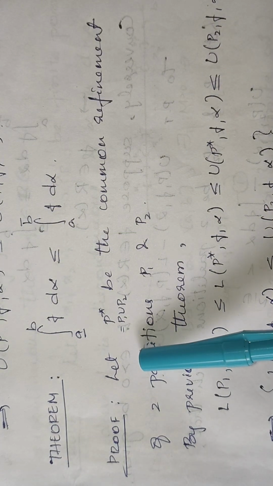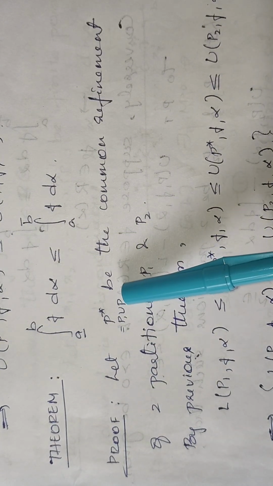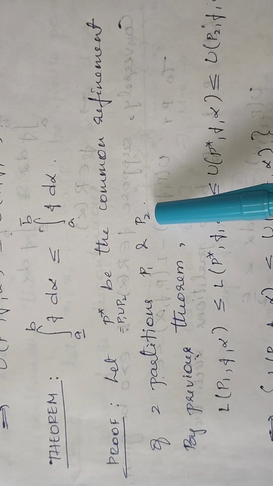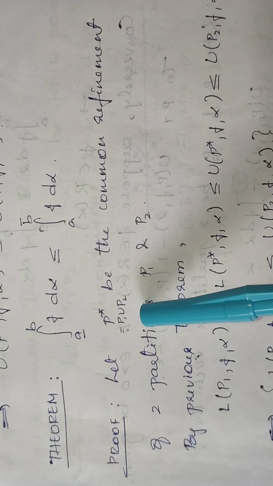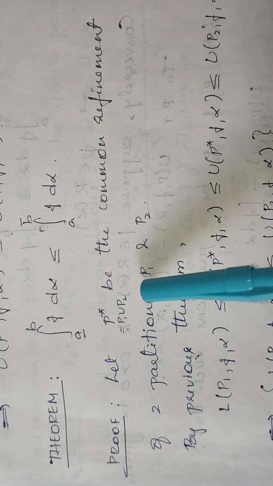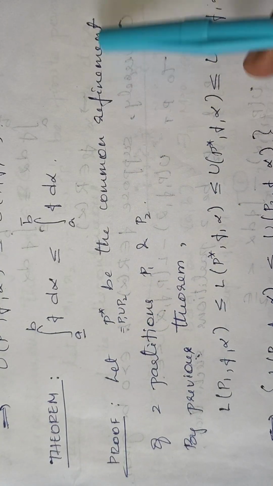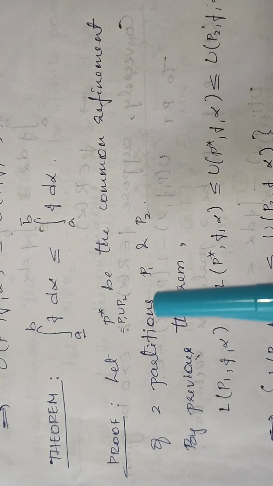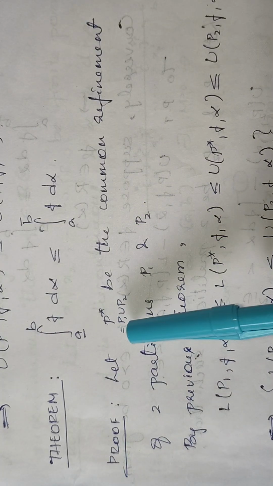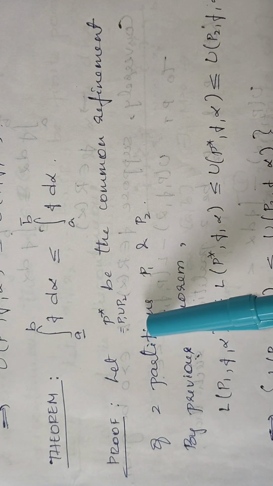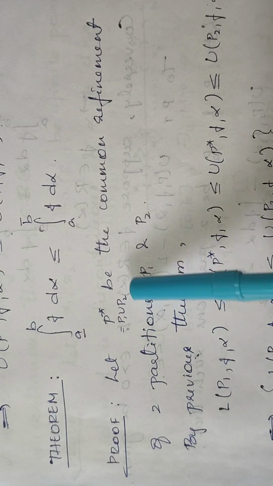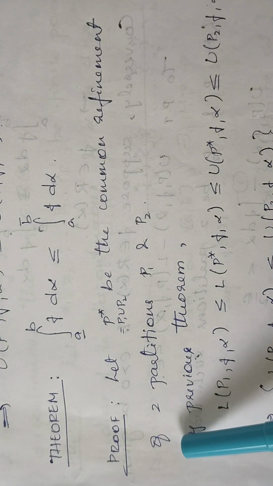So here let's consider P star to be the common refinement of two partitions P1 and P2. So I can take this P star as P1 union P2. So with no harm, this becomes the common refinement of P1 and P2. See here, P1 is a subset of P star and P2 is a subset of P star if I take P star as P1 union P2. So now P star, which is equal to P1 union P2, will become the common refinement of two partitions P1 and P2.